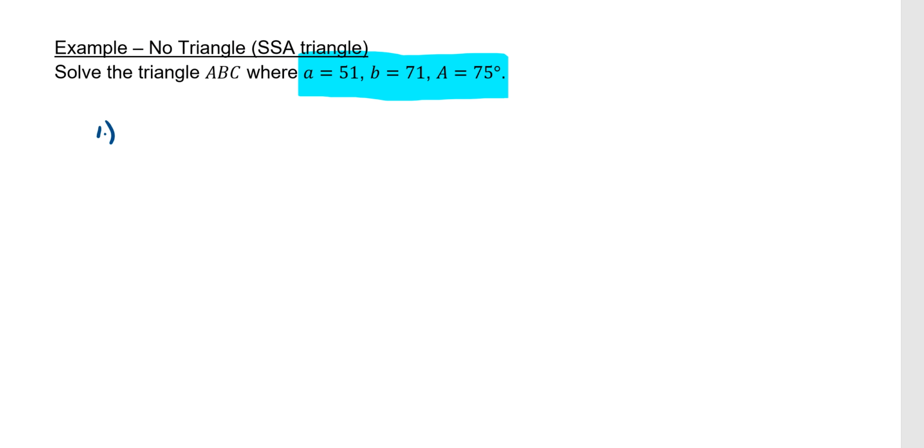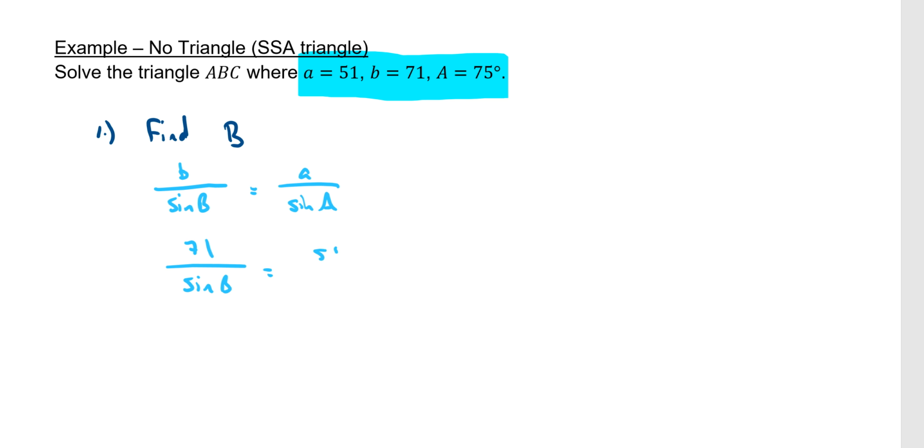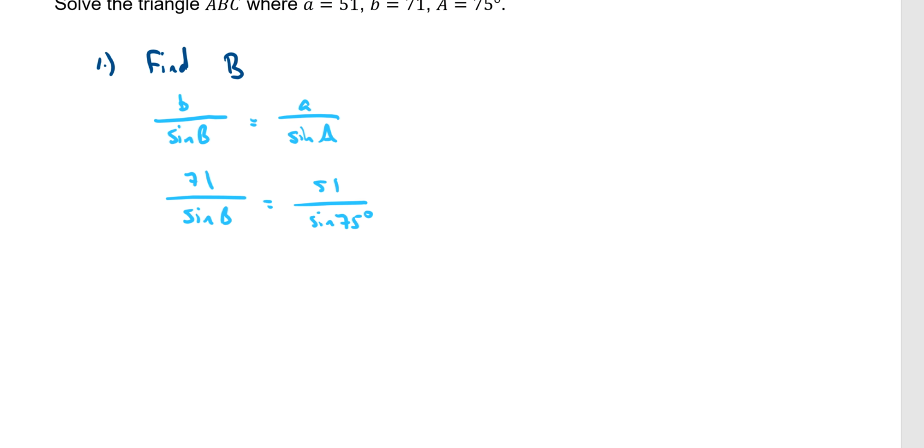So we're going to start this off the same way. We want to find the angle opposite the other side that we are given using law of sines. So B over sine of B equals A over sine of A. And we can go ahead and plug everything in. 71 over sine of B equals 51 over sine of 75 degrees. And solve this the same way we've been solving it.